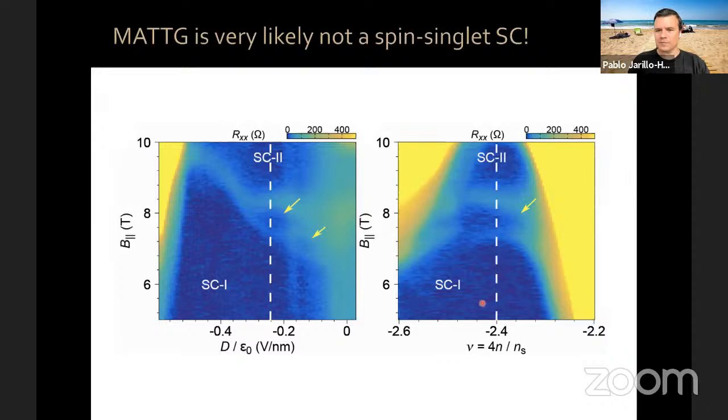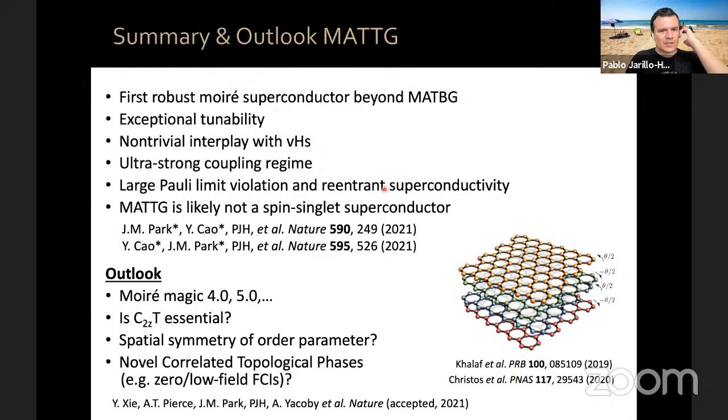Now, with this, I want to end. I have shown you that we now have another robust Moiré superconductor beyond magic angle twisted bilayer graphene. It's a system with exceptional tunability, magic angle twisted trilayer graphene. It has a non-trivial interplay with van Hove singularities, which seem to trigger phase transitions. We can reach the ultra-strong coupling regime.